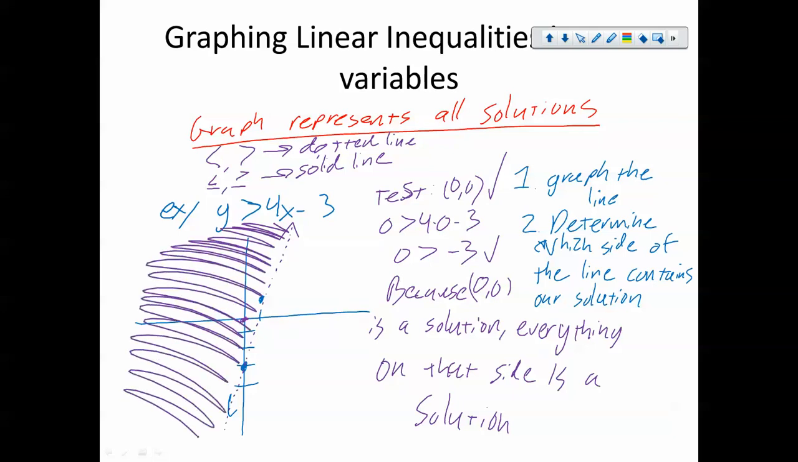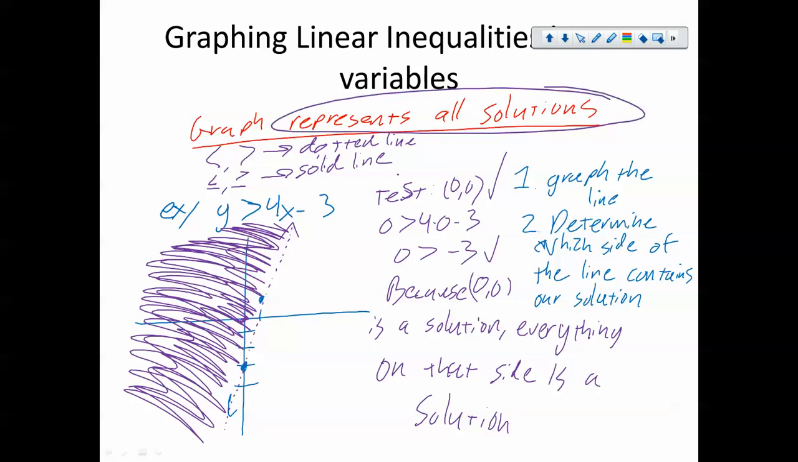When we shade in a side of the line, we're saying that everything on this side of the line is a solution. So this side, none of the points work. These points will all produce false statements. This side will produce entirely true statements. And this is the difference between graphing an inequality versus graphing an equation. Graphing an inequality, you always have to shade a side, because the shading represents all solutions.